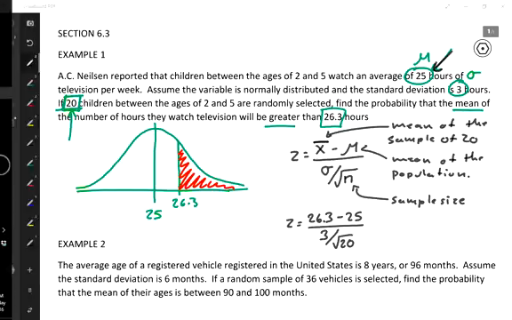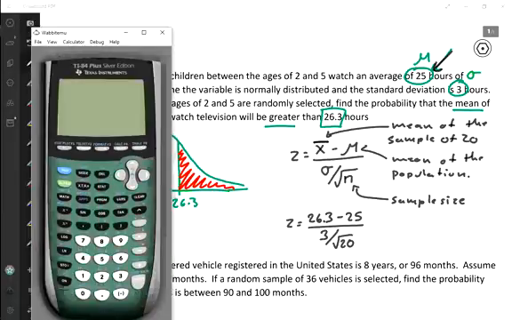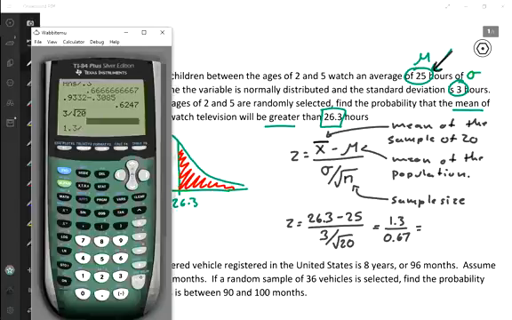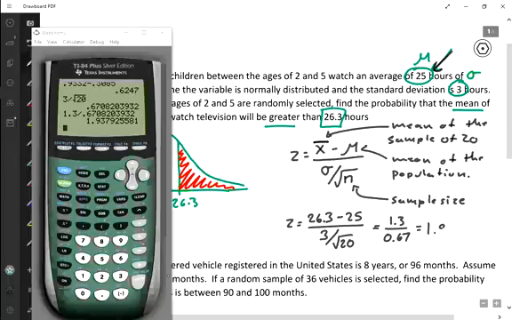So we've got now some work to do in our calculator. I'm first going to do the denominator. I'm going to do 3 divided by the square root of 20. Well, 26.3 minus 25 is 1.3. So it's 1.3 divided by 0.67. So that ends up giving us a z-score. So 1.3 divided by that value that I got gives us a z-score of 1.94 if I round to the nearest hundredth.